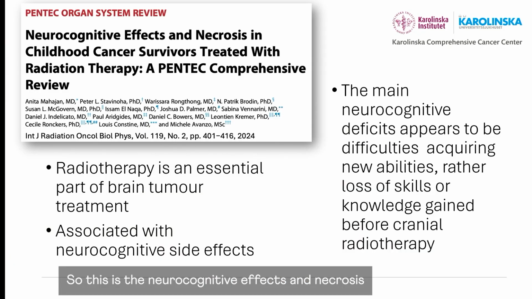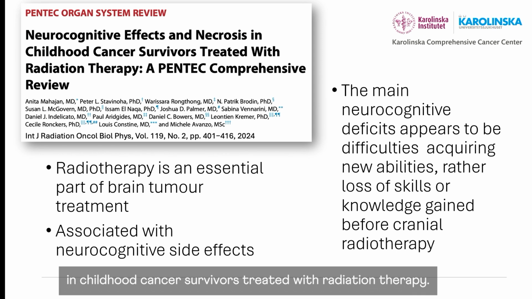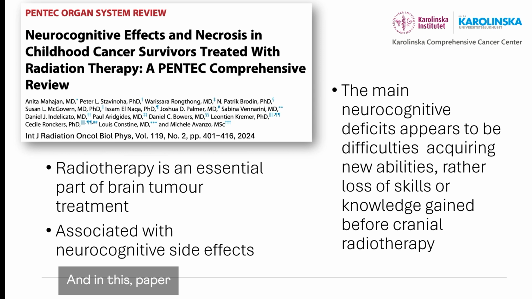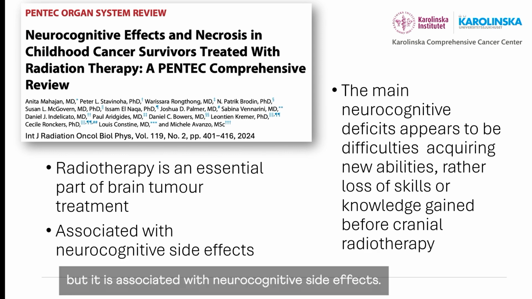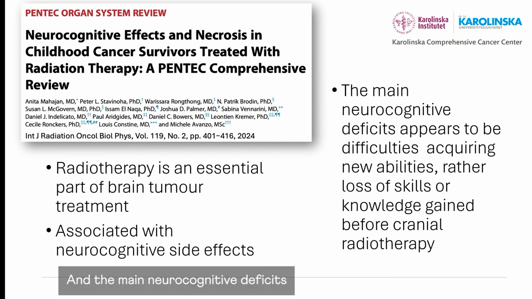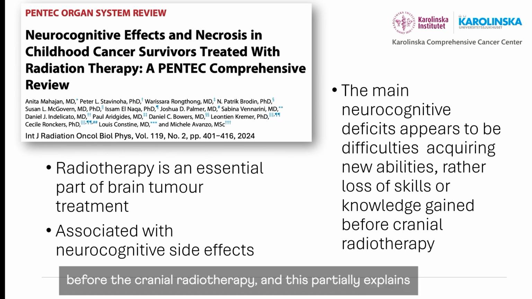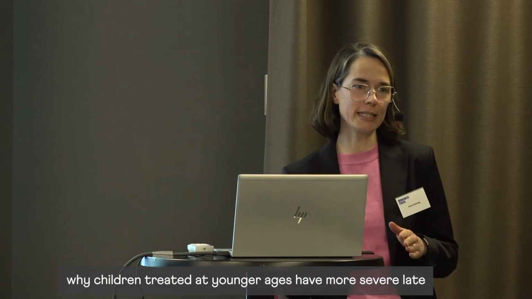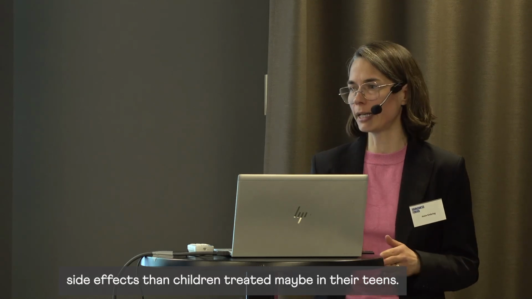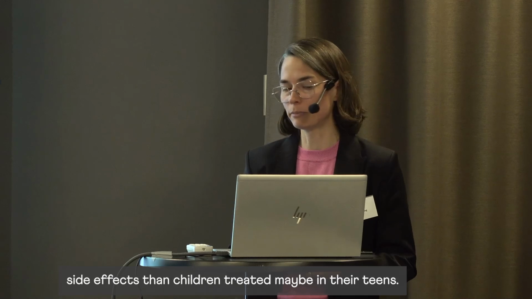So this is the neurocognitive effects and necrosis in childhood cancer survivors treated with radiation therapy. And in this paper, it was stated that radiotherapy is an essential part of brain tumor treatment, but it is associated with neurocognitive side effects. And the main neurocognitive deficits appear to be difficulties acquiring new abilities, rather than loss of skills or knowledge gained before the cranial radiotherapy. And this partially explains why children treated at younger ages have more severe late side effects than children treated maybe in their teens.